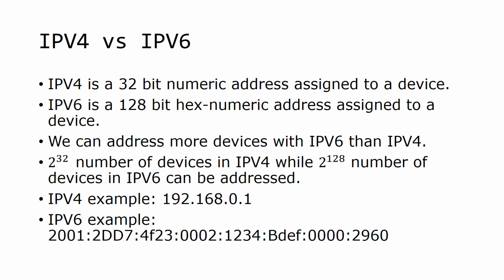So the total number of devices in IPv4 is 2 to the power of 32. Once again, IPv6 is 2 to the power of 128. An example of IPv4 is 192.168.0.1. An IPv6 address is longer, a combination of letters and numbers.